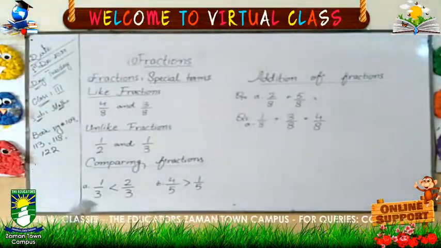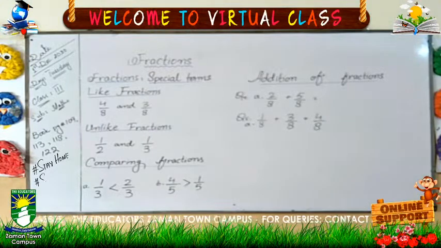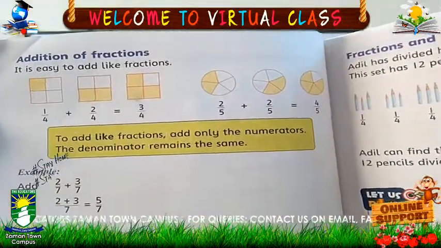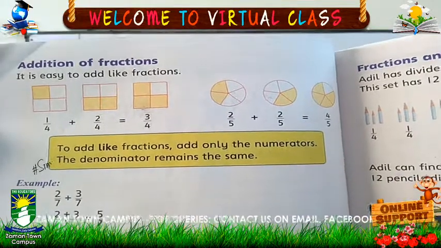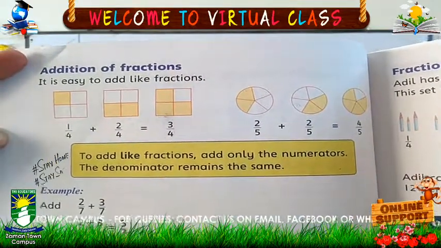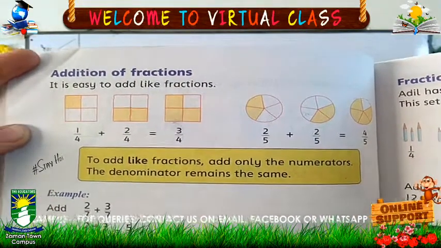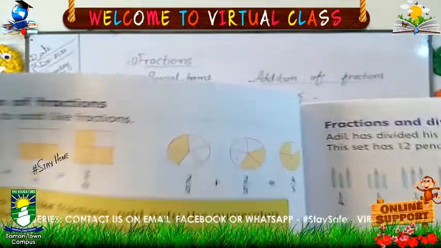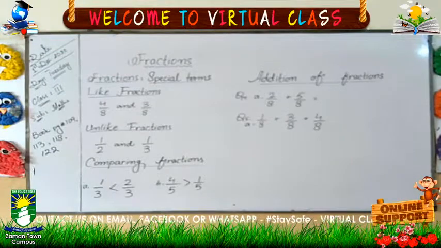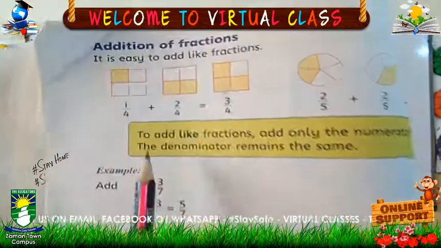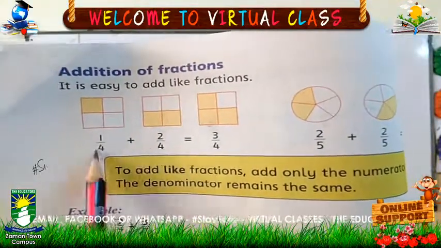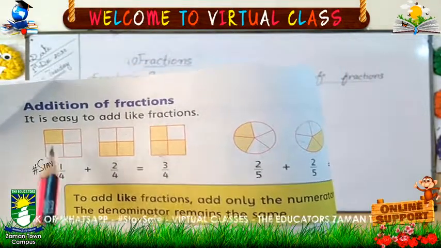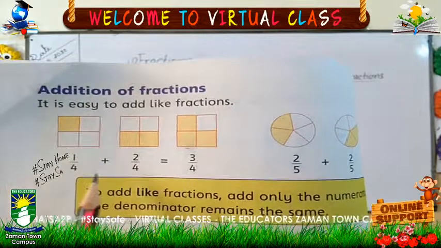Now you will do all these questions by yourself. Okay. Now come to page number 118. On page number 118, we have a heading of addition of fractions. It is very easy to add like fractions. What are like fractions? As I have told you, the fractions having the same lower number are called like fractions. So it is very simple to add like fractions. How? So let us find out.